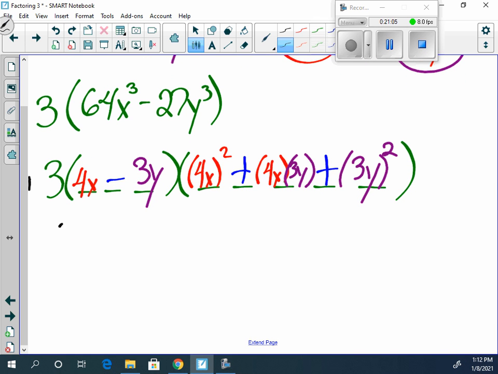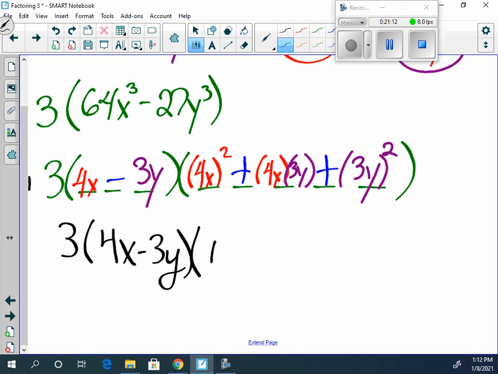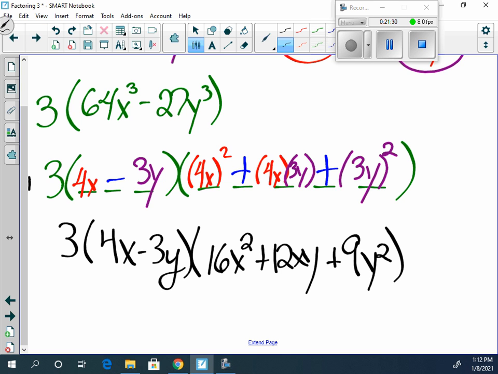And last but not least, we just need to simplify this a little bit. Well, 4x squared would be 16. Okay, I'm going to rewrite that because I don't like that. 16x squared plus 12xy plus 9y squared. When we get this all the way simplified, that's our answer. That's it. Any questions on any of this here?